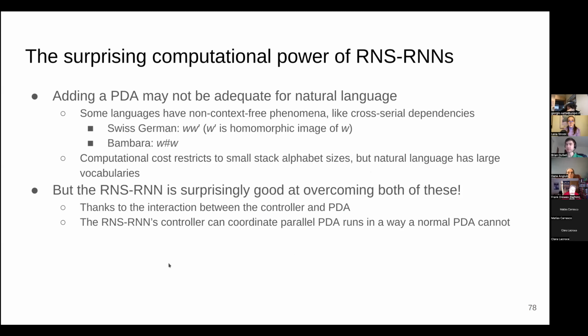In a normal PDA, you have this strict logical disjunction over all runs when you decide to accept a string. But with an RNS-RNN, you can actually examine the status of multiple PDA runs through the stack reading and then use that to update future transition weights.